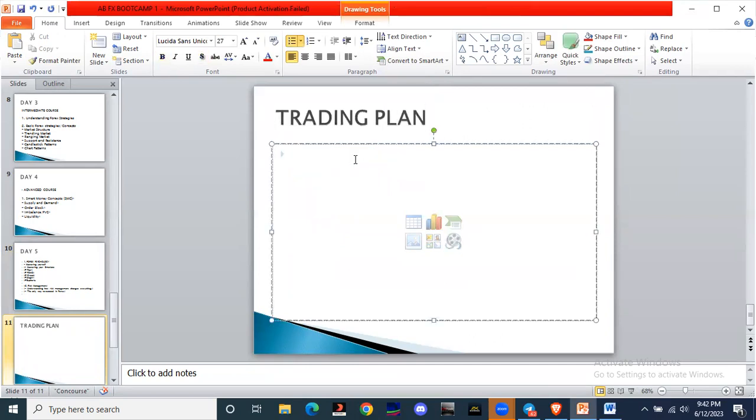So, what is a trading plan? A trading plan involves rules that you have set down, or guidelines or principles that you have set in place that will help checkmate your trading, that will help control your trading. That is what a trading plan is. The rules that will help to checkmate your trading.